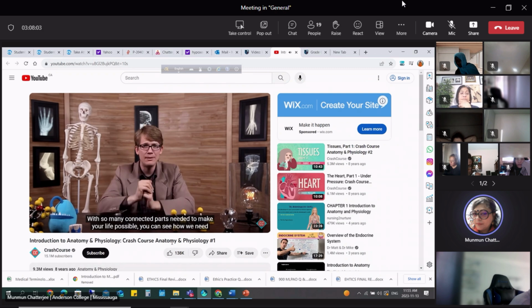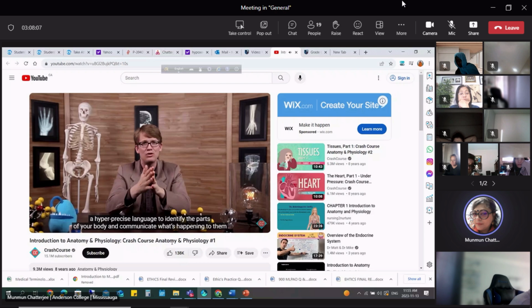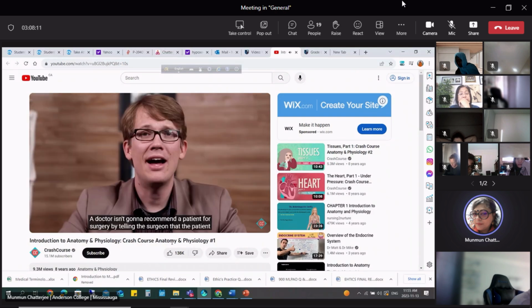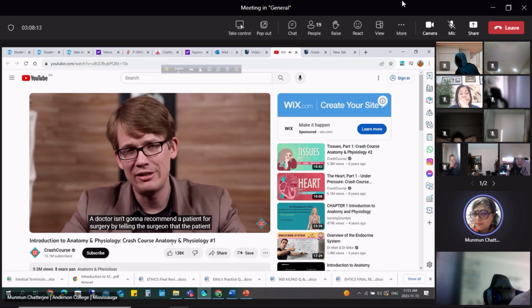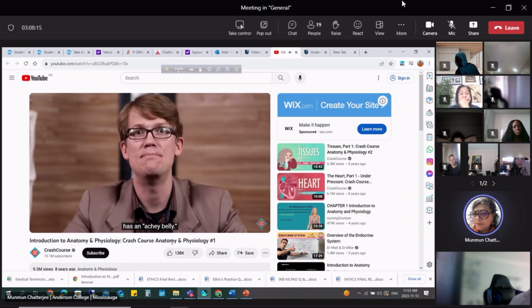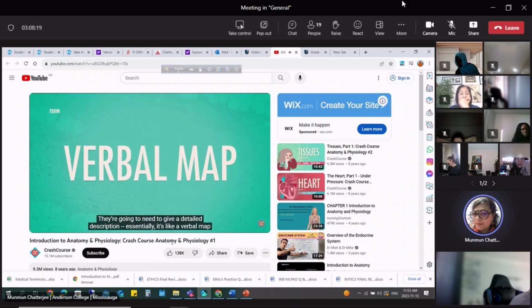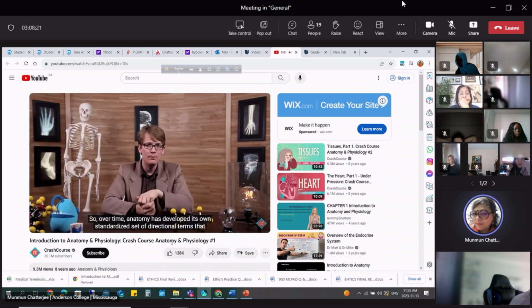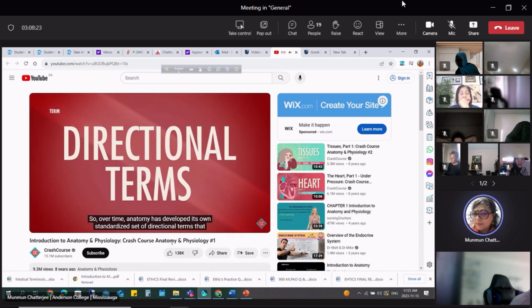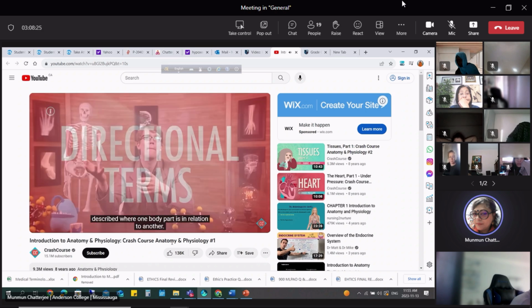With so many connected parts needed to make your life possible, you can see how we need a hyper-precise language to identify the parts of your body and communicate what's happening to them. A doctor isn't going to recommend a patient for surgery by telling the surgeon that the patient has an achy belly. They're going to need to give a detailed description. Essentially, it's like a verbal map.